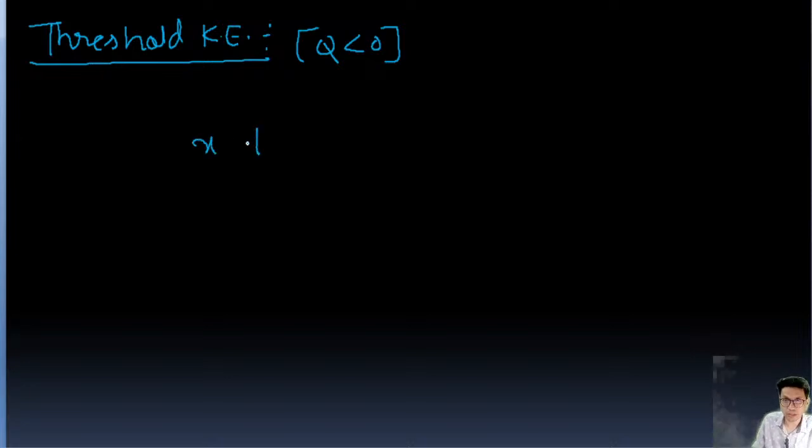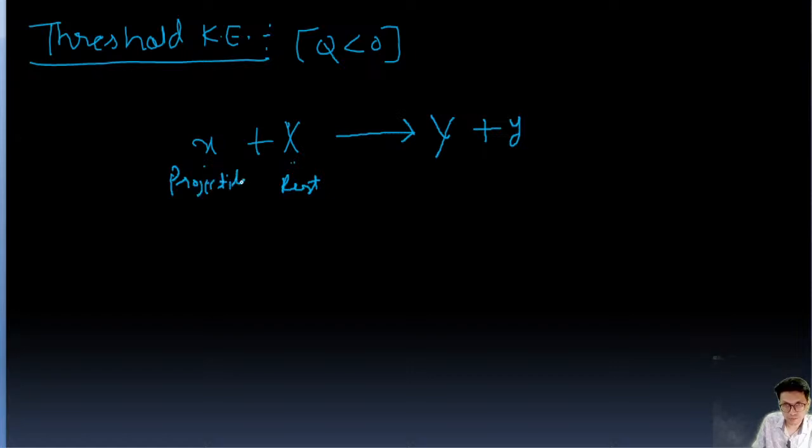This is a reaction, guys. X is the parent nucleus, the target, plus a projectile x, equal to the daughter nucleus Y plus the ejected particle y. The target is at rest, and this is the projectile. For this, the threshold kinetic energy is denoted by K_th.